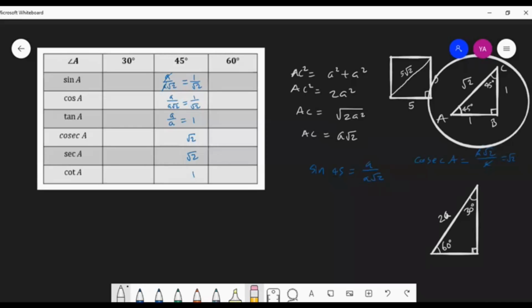So can you tell what will be the side opposite to 30 degree here, the smallest side? I have taken the largest side, the hypotenuse of this triangle as 2a. Then in terms of a, can you tell what will be the length of the smallest side in this triangle? a, right. a, very good.